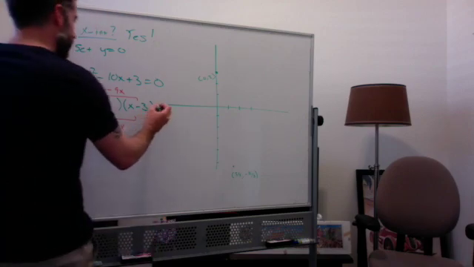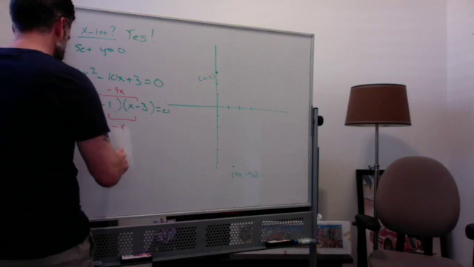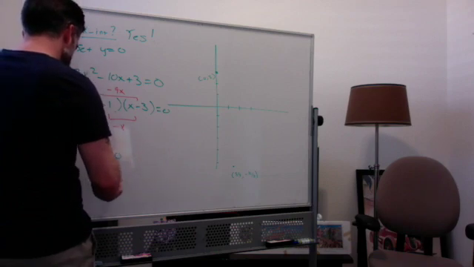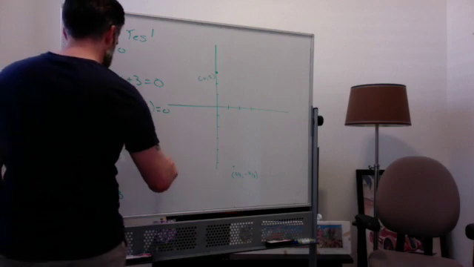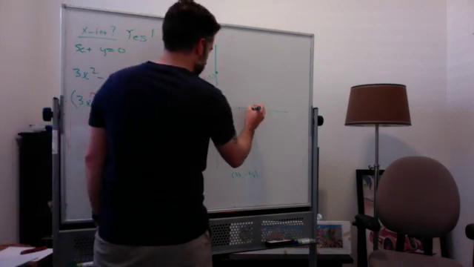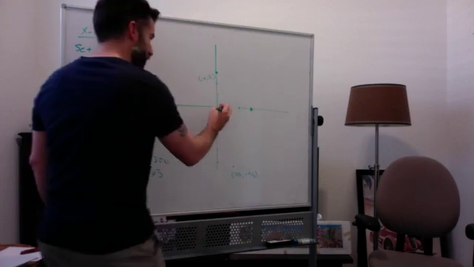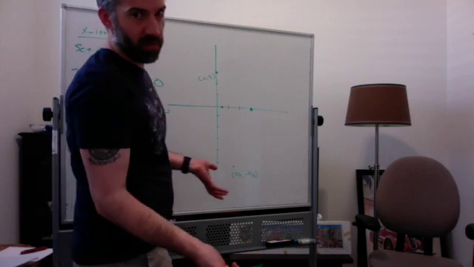So setting this equal to 0, we set each factor equal to 0. 3x minus 1 equals 0, 3x equals 1, x equals 1/3. Here, x minus 3 equals 0, x equals 3. So our intercepts are at positive 3 and positive 1/3. All right there. And then we try and graph it so we hit through all the points.